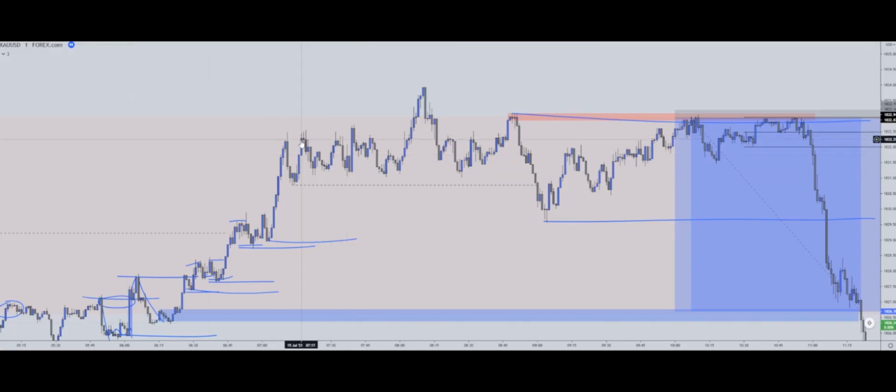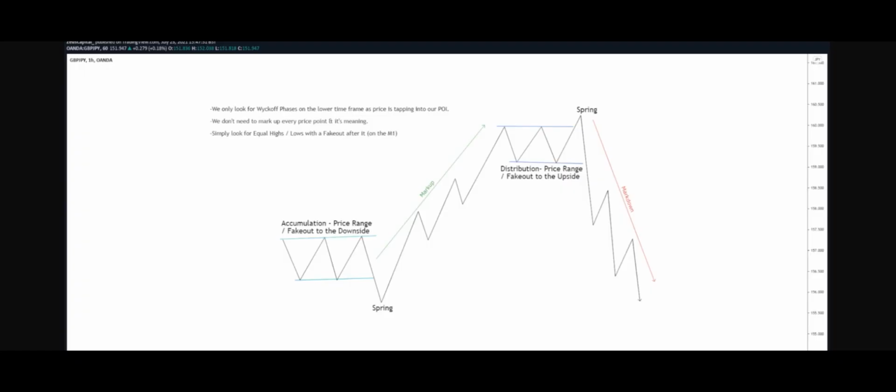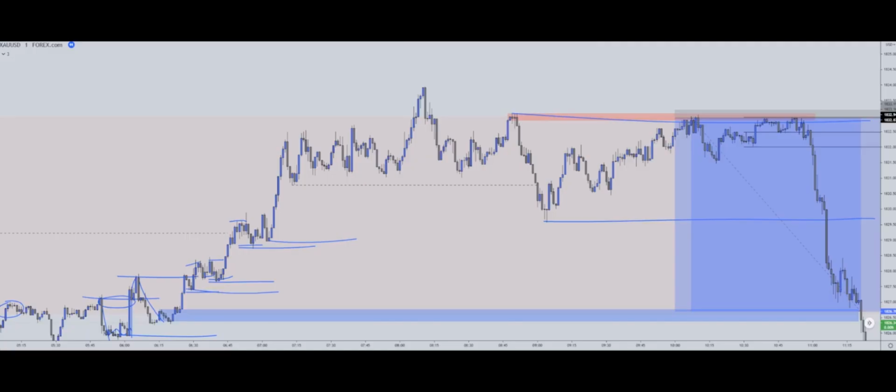I don't look to, like I say here, we don't need to mark up every price point. So as you can see, I didn't start marking this up. I didn't see this as a buying climax, you've got thrust or thrust after distribution, a test. I didn't need to mark all that up, even though we could have, but I was just looking at the simplicity of it. And I'd like to look at this when copying Wyckoff phase.